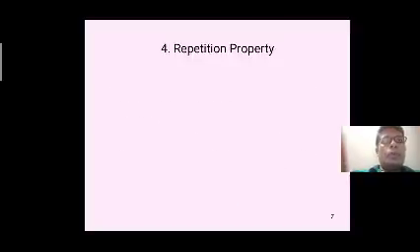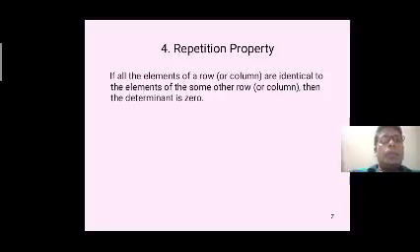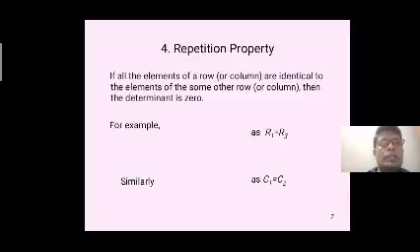Number 4, repetition property. If all the elements of a row or column are identical to the elements of some other row or column, then the determinant is 0. For example, as R1 equal to R3, similarly as C1 equal to C2.